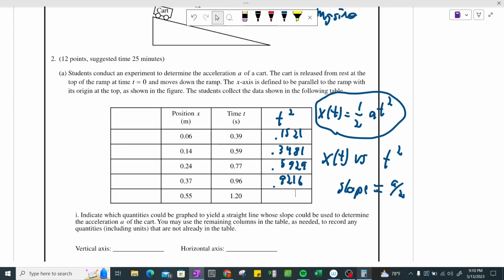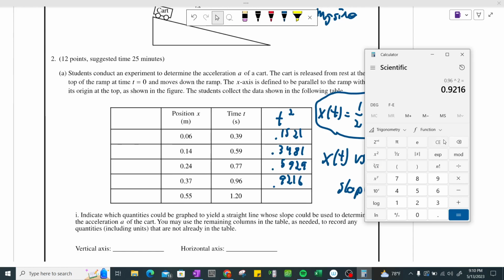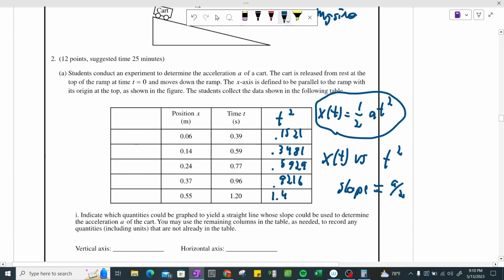0.9216. And 1.2 squared is 1.44. That actually I did not need a calculator for, because that's just 12. So we only really need to do x and t squared. We have that left column. We should not need to fill that in. You could do something to adjust the over 2 part, but I would not worry about that quite as much.